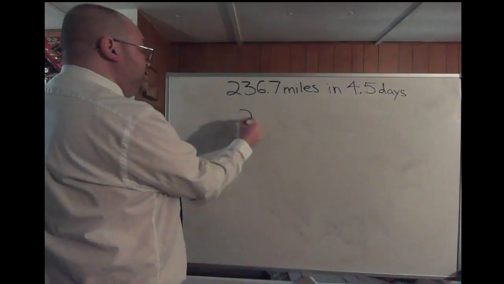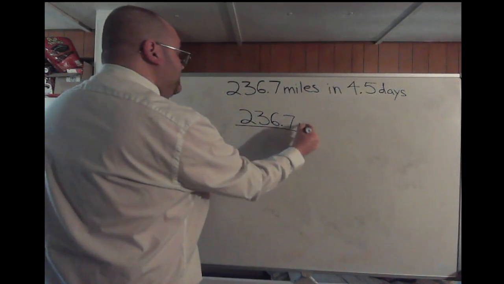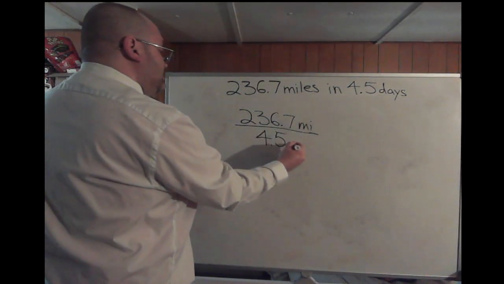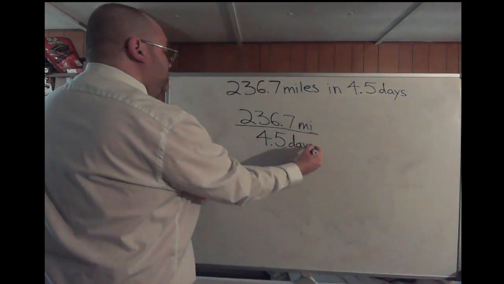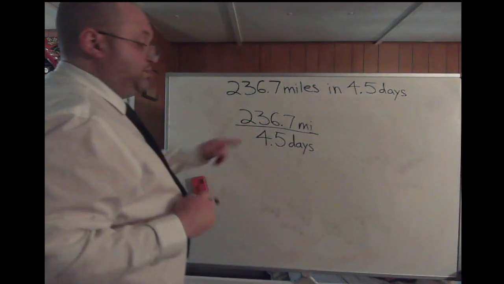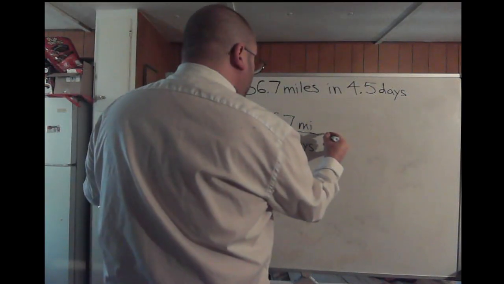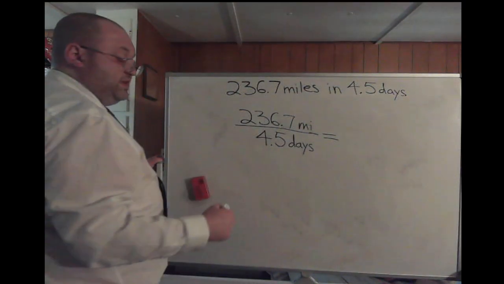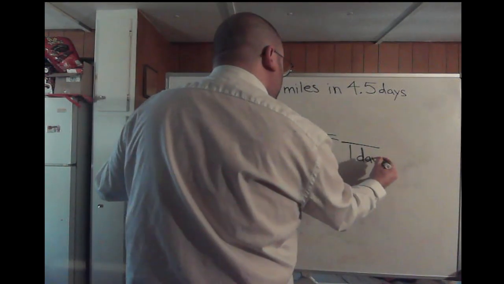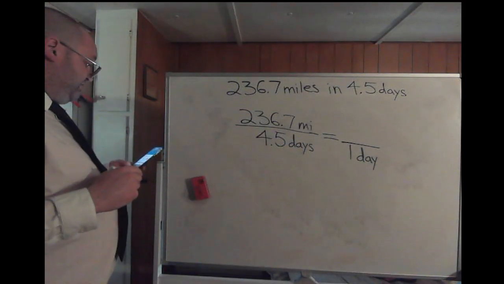You have something going 236.7 miles in 4.5 days. So we know that whatever this is, it's going 236.7 miles in 4.5 days. We'd like to know how far it's going in one day. So to figure that out, you'll divide 4.5 in the denominator by 4.5. You'll get 1 day. But that means you have to divide that 236.7 miles by 4.5.